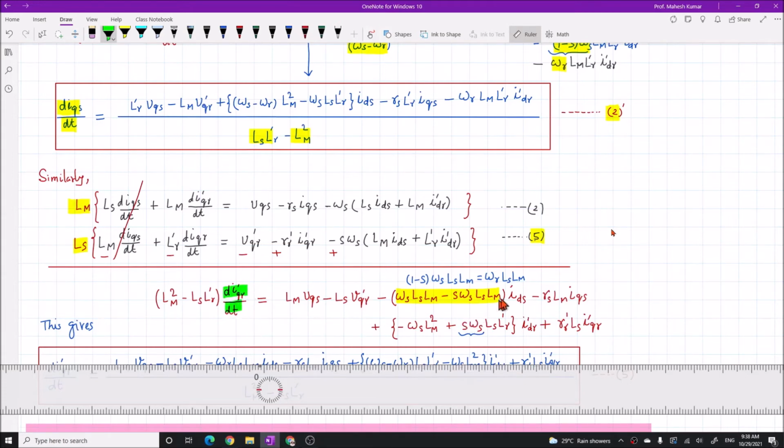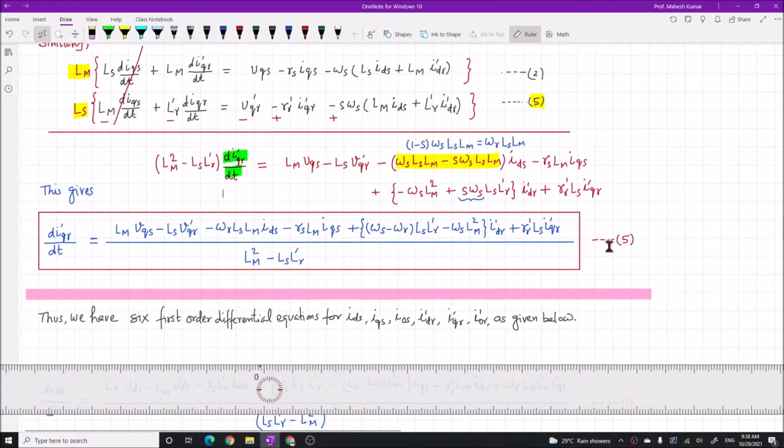Again simplify with the similar concept for the terms s into omega s and the term 1 minus s into omega s. Then we will get equation 5 dash. This is equation 5 dash, which is representing the first order derivative of Iqr dash, that is dIqr dash by dt. And this time again the nature of denominator has changed. It becomes Lm square minus Ls into Lr dash.